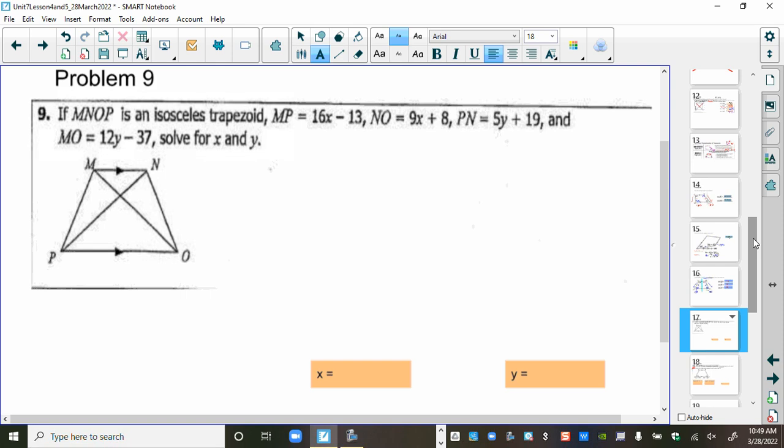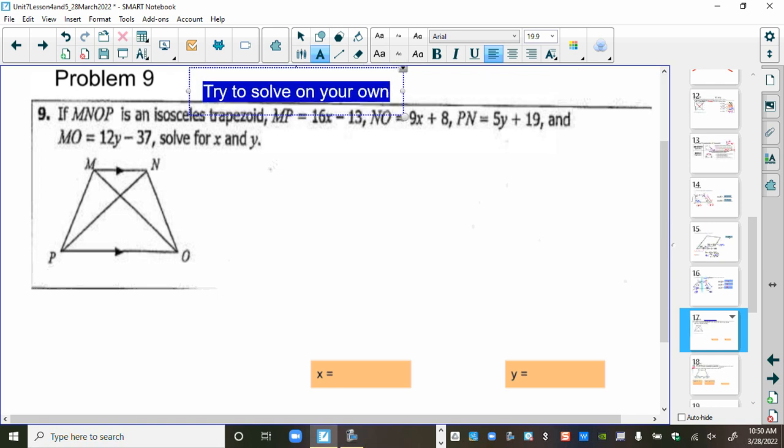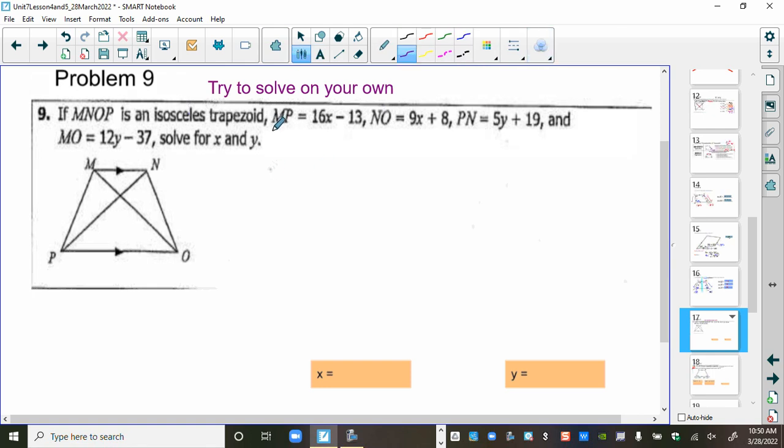All right, you know what? Just for this one, I'll just give you the setup. Try to solve on your own. Okay, here's what we know. The total is MP. Here's MP. Boom. NO. Boom.